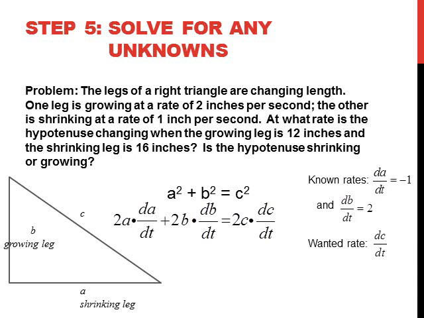At this stage of the game, we're ready to solve for any unknowns. We already know the quantity dA/dt, so we can replace that with a -1. Likewise, we know dB/dt, so we can replace that with a 2. Now what about these lengths a and b? A, you'll remember, represents the size of the shrinking leg at this moment in time, and that's 16. So we can replace the a with a 16. Similarly, we can replace b with 12.